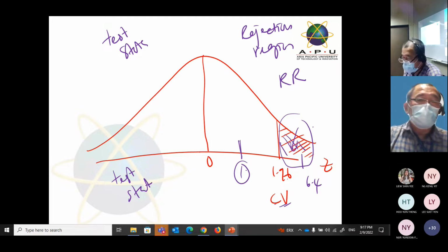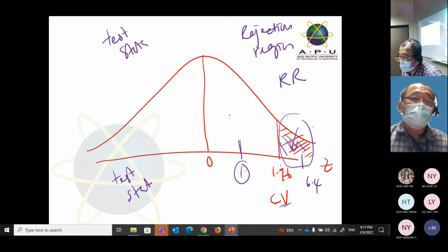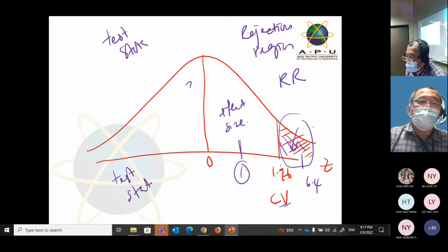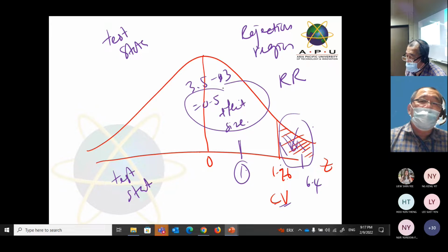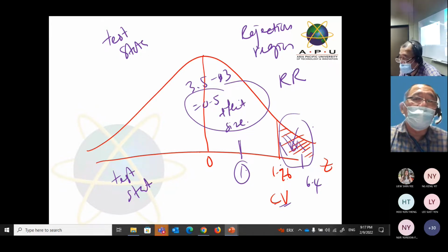Okay. So therefore, we see for case 1, the effect size is small because we take 3.5 minus 3, you get 0.5. The effect size is small for case 1. Therefore, we cannot reject the null hypothesis.